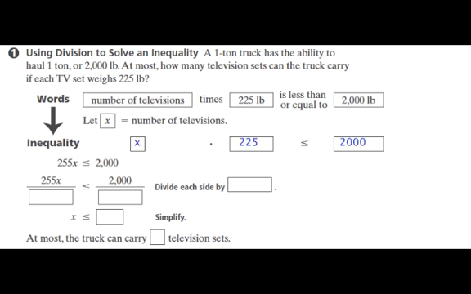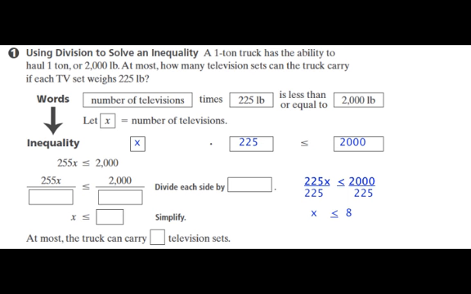Let's write it off to the side, because if you notice, the notes actually have an error. So we're going to have 225x is less than or equal to 2,000. Divide both sides by 225. The 225 on the left-hand side cancel each other out, and you're left with x is less than or equal to 2,000 divided by 225, which is 8.8 with a bar notation.